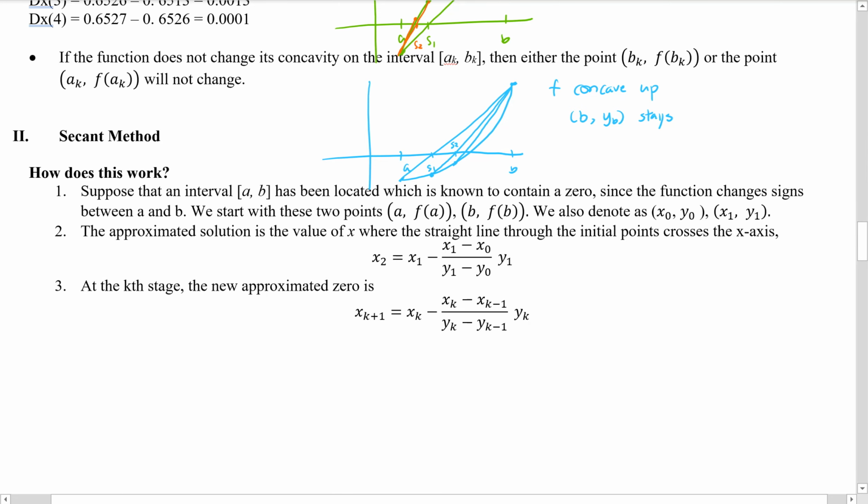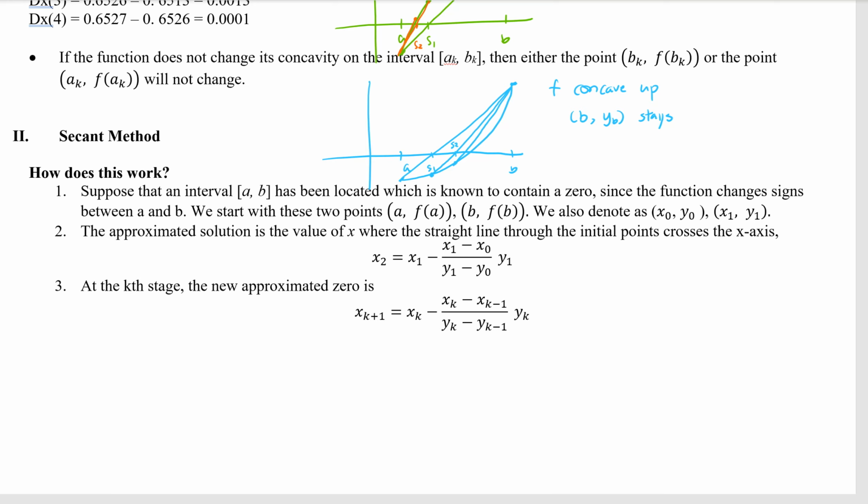Hi everyone, let's continue to talk about the secant method. So how does this work? Suppose the interval AB has been located which is known to contain a 0. Since the function changed signs between A and B, we know there is a 0, right? So start with those 2 points, A and B, f of A, f of B. So we denote it as x0, y0, x1, y1.